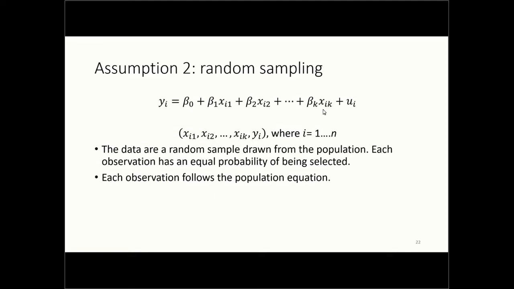The second assumption is random sampling. So here is when the data are a random sample drawn from the population, and each observation here has equal probability of being selected. So we're not oversampling any of the observations from the population. And each observation would follow the population equation above.